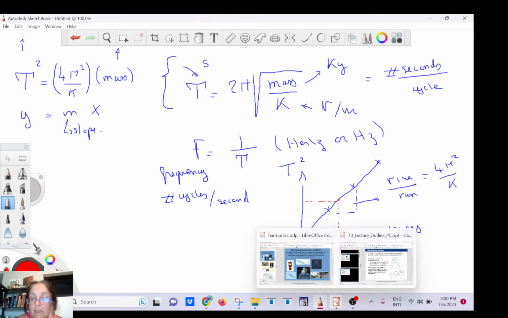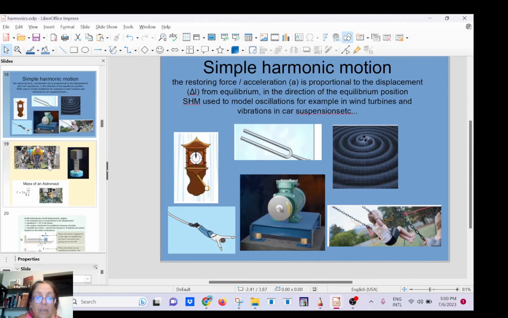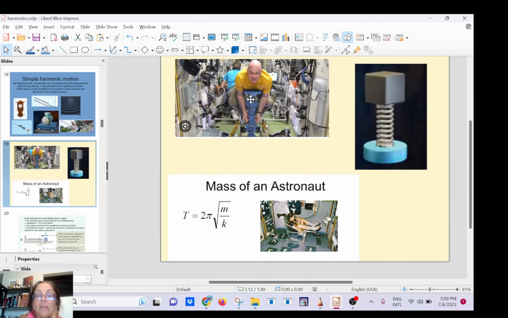So that's what is done, for example, in the space station. You cannot step on a scale, obviously, because everyone is in weightlessness. I mean, everything is floating inside. So what they have to do is secure themselves on a spring like this. That will be the astronaut plus the chair, and they will vibrate, and finding the period will give the mass of the astronaut. Okay? You have another setup here, but the same idea using this equation.